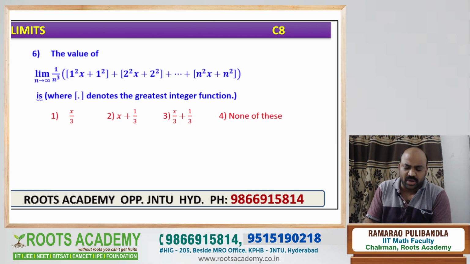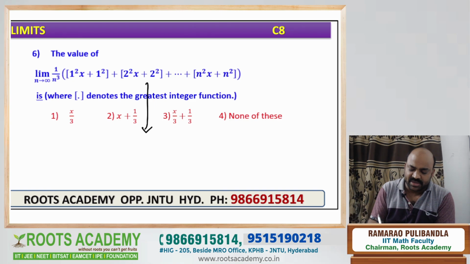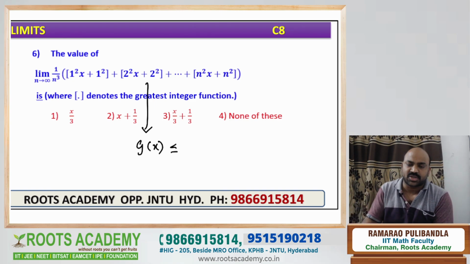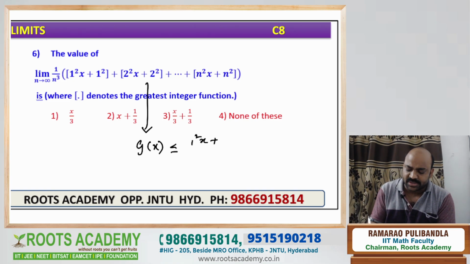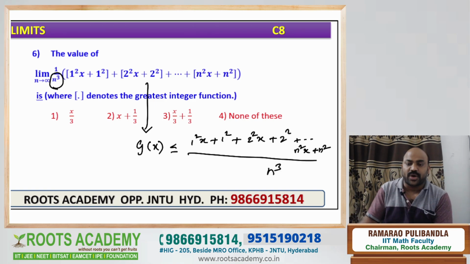Again, same story only, na? Say this is your g of x. In the right side, can you say what you will get? You will just get all those values only, na? 1 square x plus 1 square, plus 2 square x plus 2 square. Is it right or not? n square x plus n square, by how much? Here it is n cube. Are you able to follow me?